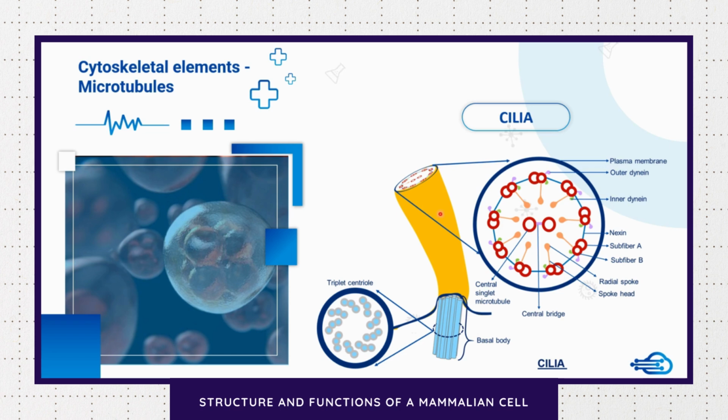And the axoneme consists of microtubule doublets, not triplets, doublets. So, here 9 microtubule doublets are there, and then there is a central doublet also. So, basically two inner microtubules are there. So, this is known as the 9 plus 2 arrangement of the microtubules. Then there is interaction of the protein dynein, which we also saw in the vesicular transport. These interact with these microtubule doublets, and it is the coordinated interaction of dynein and microtubules which is responsible for the movement of the cilia.